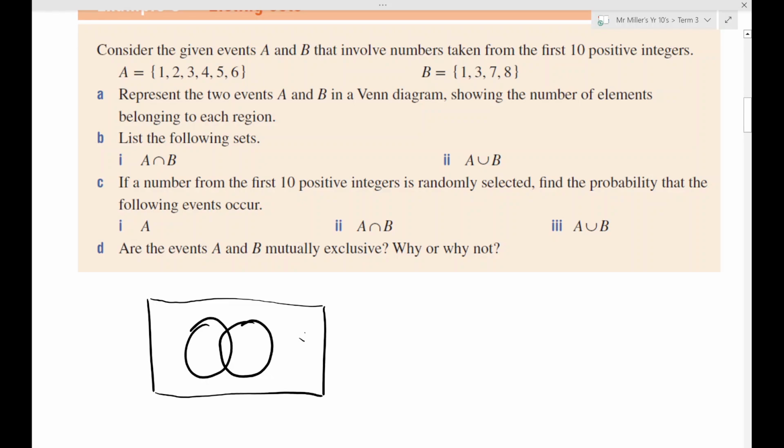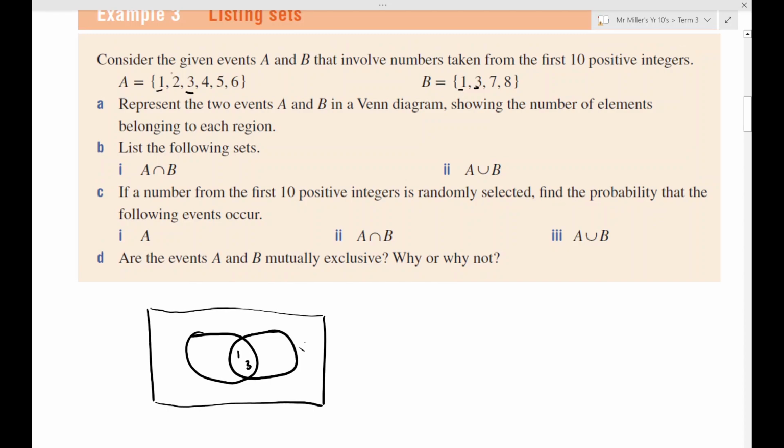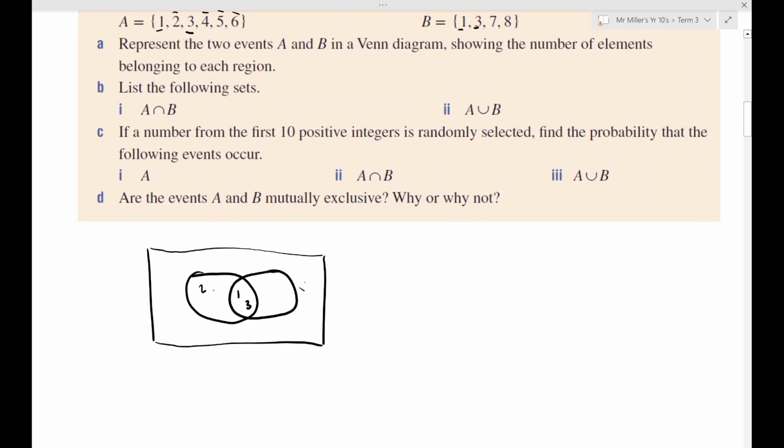But anyways, we see that we've got 1 and 3 in common, so I might give myself a bit of a bigger intersection here. We've got 1 and 3 in common, so I might just chuck them in like that. We've got 2, 4, 5, 6 belonging just to A. We've got 7 and 8 belonging just to B.